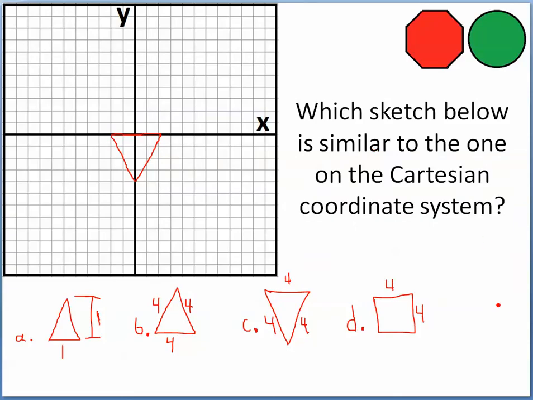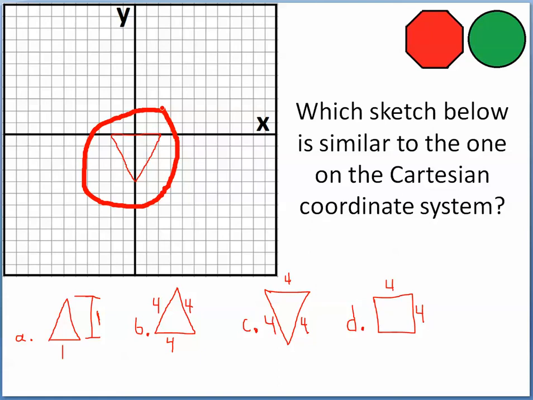Which sketch below is similar to the one on the Cartesian coordinate system? In other words, this puppy right here is similar or proportional to A, B, C, or D below. Which one is it? Click on the stop sign if you need to pause.